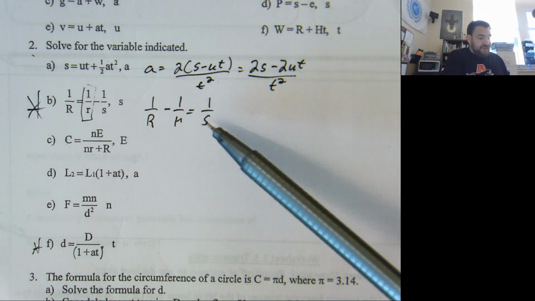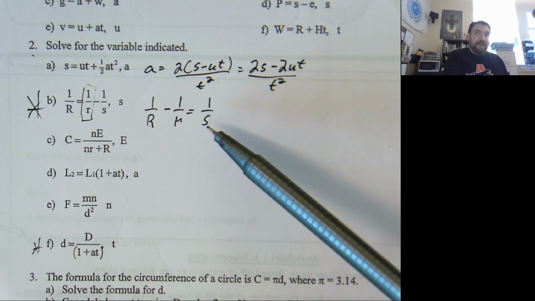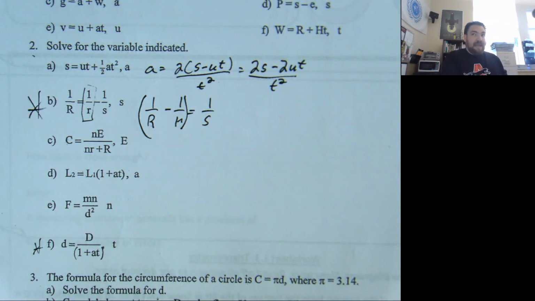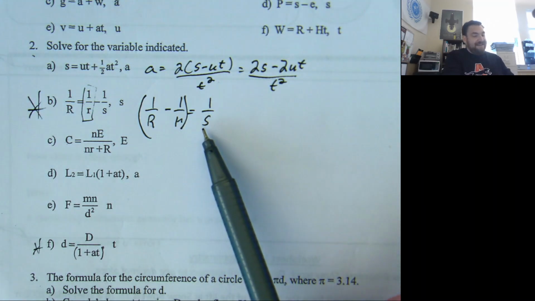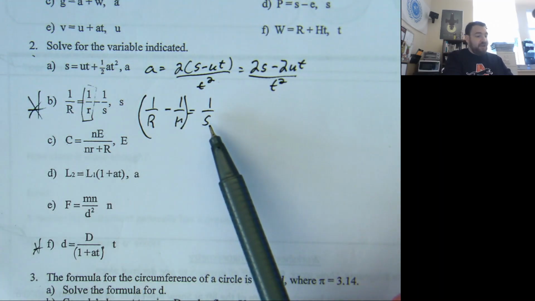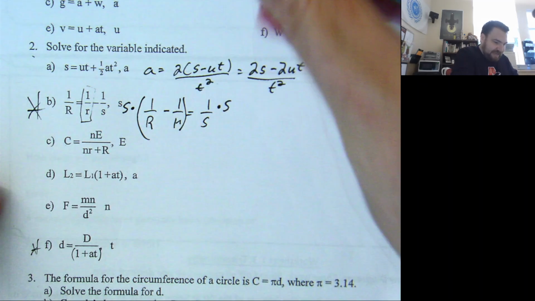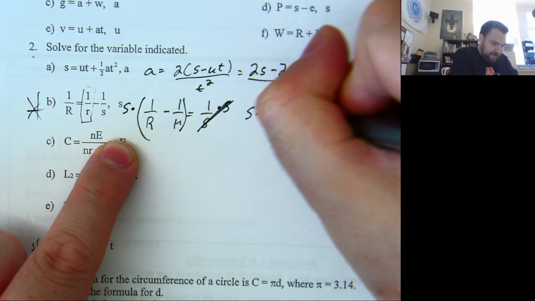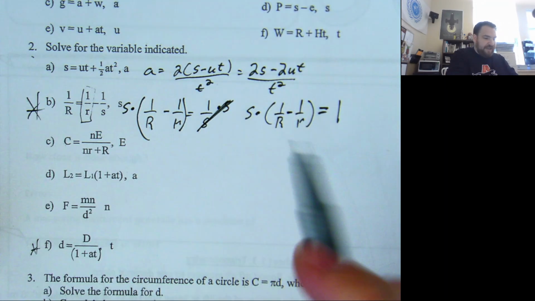Another technique is just to isolate the fraction that includes your variable in the denominator, and then treat this as one object. If I want to get s by itself and it's stuck in a denominator, I have to get it up out of there. So I have to multiply s on both sides. Here it's going to cancel, and over here I'm going to get s times 1 over big R minus 1 over little r equals 1, because that's all that's left over here.